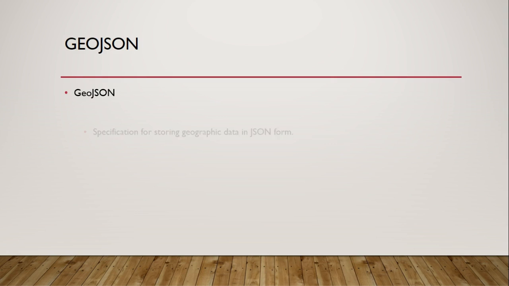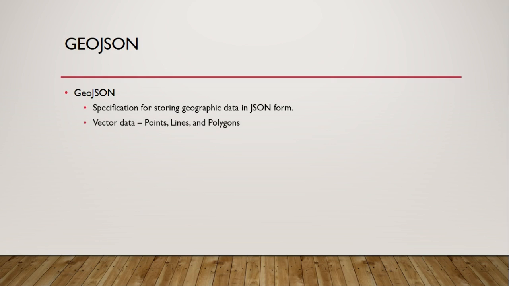GeoJSON is a specification for storing geographic data in JSON form. You can store vector data, which are points, lines, and polygons. And you can store the attributes. Basically, you can store the same kind of information that you store in a shapefile, but it's stored in a single file as text, and that's important.